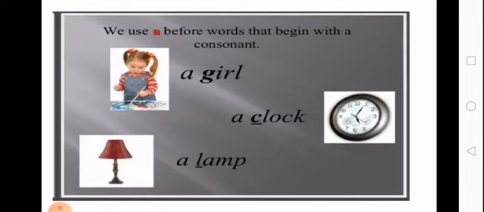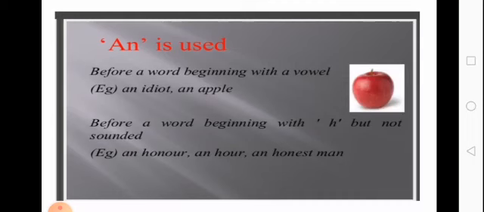We use a before words that begin with a consonant sound. A girl, I'm repeating, that begin with a consonant sound. A girl, a clock, a lamp. So the things that are only one and start with the consonant sounds, we will write the article a with them. An is used before a word beginning with a vowel sound.